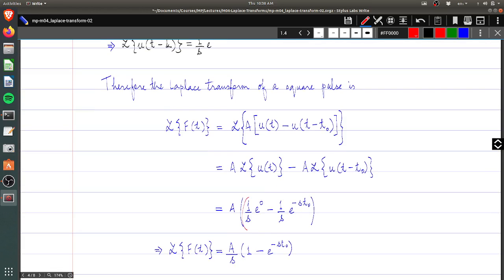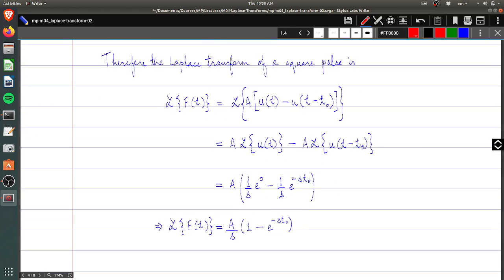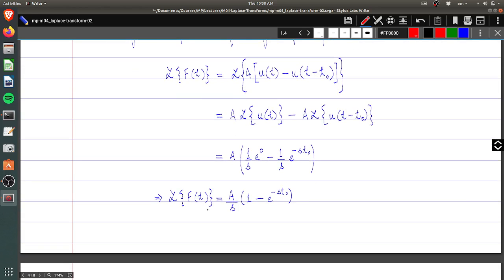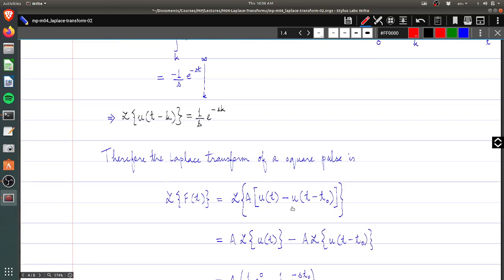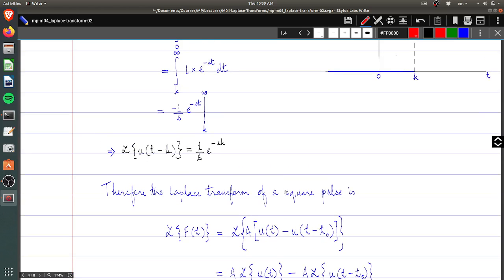So that's why we get a 1 by s e to the power 0. And the result of this one will be simply 1 by s e to the power, instead of k we have to replace this with t naught. So 1 by s e to the power minus s t naught. So the Laplace transform of this square pulse, it is a by s (1 minus e to the power minus s t naught). So that's the Laplace transform of a square pulse.